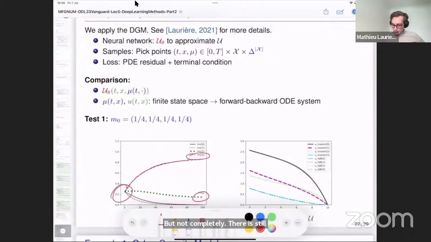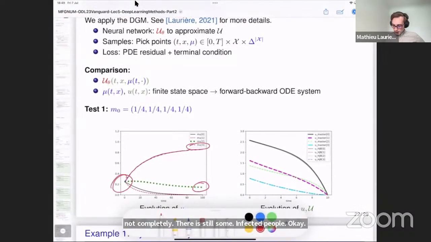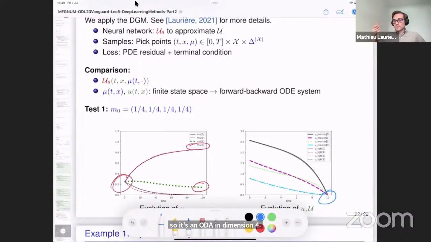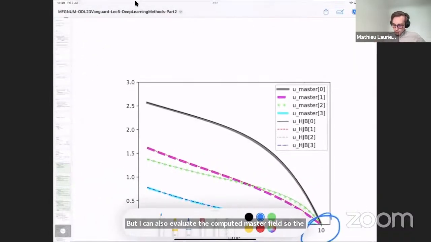Okay, and on the right, this is the value function. So at the end, it is 0 by definition, all right? But before that, it solves the backward equation. So it's an ODE in dimension 4. But I can also evaluate the computed master field. So the U, I evaluate it at M. And if I do that, I see that the U coming from the master equation matches the U coming from the HJB ODE, actually, here. They match very well for each of the 4 states.